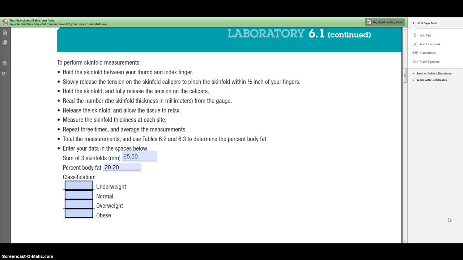So if I'm looking at mine, I'm looking at my textbook here. I'm on page 146, again, figure 6.2. I know I'm a male. I'm between the ages of 20 and 39. My body fat was 20.2%. So I'm right on the edge of overweight. So for a male, ideally, if I was normal, I'd be 8 to 19%. If I'm slightly overweight, I'd be 20 to 24%, and I'm on the lower end of that scale. So I would actually be classified as overweight, but I'm pretty close to that normal range.